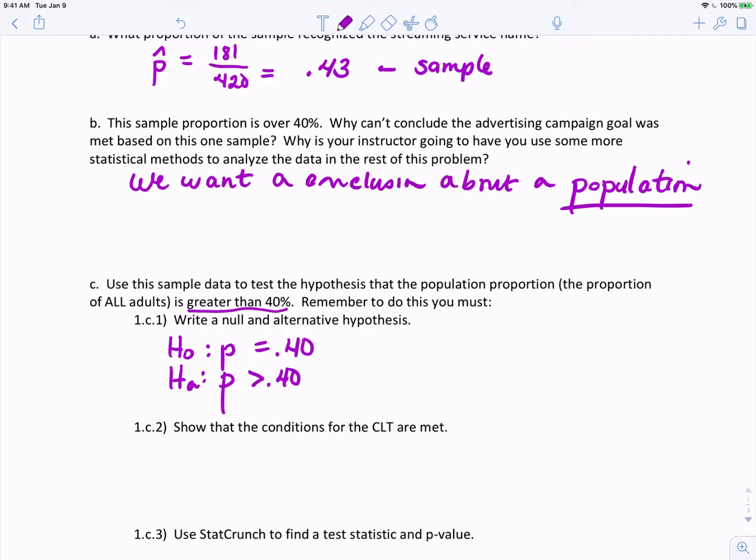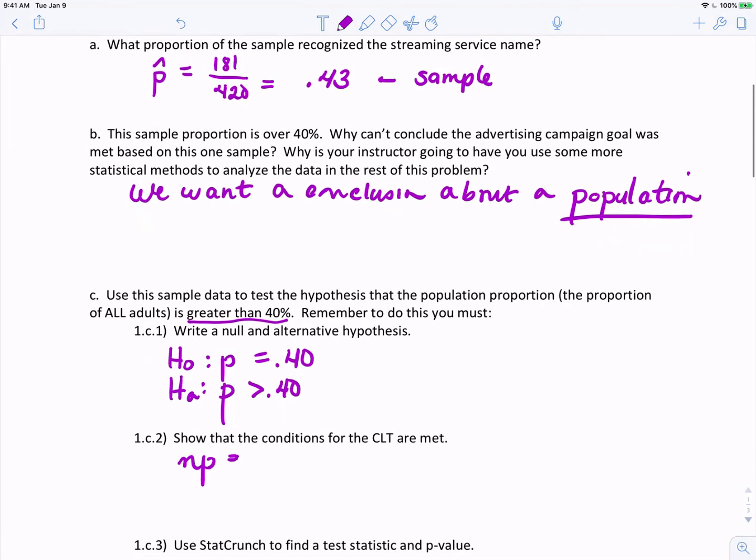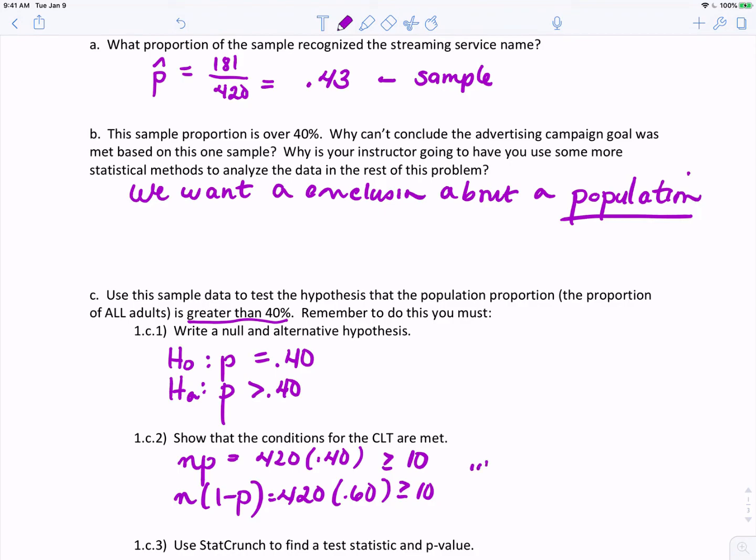Show that the conditions for the CLT are met. That means to show that n times p, remember n is our sample size, and our sample size is 420, so 420 times 0.40, and n times 1 minus p, 420 times 0.60, you have to show that you used a calculator or your good number sense and checked that those are both greater than 10.